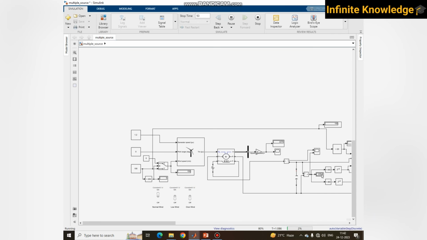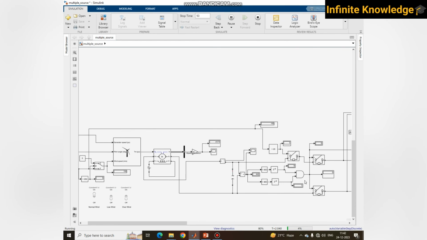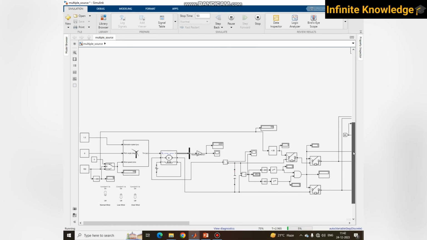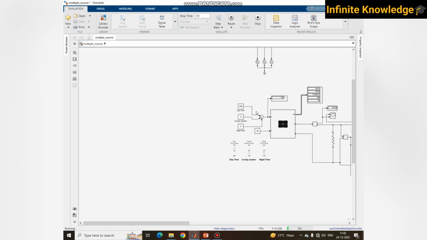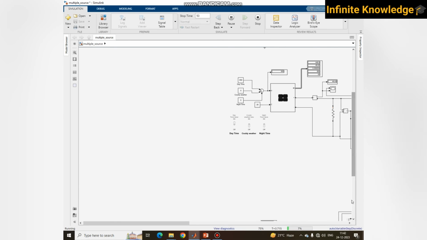Your voltage is increased because wind does not start instantaneously. It takes some time to start, and once it has started, all the breakers are on. Now what happened? Everything is clear. Wind is okay, solar is also okay. You are getting a proper output voltage.